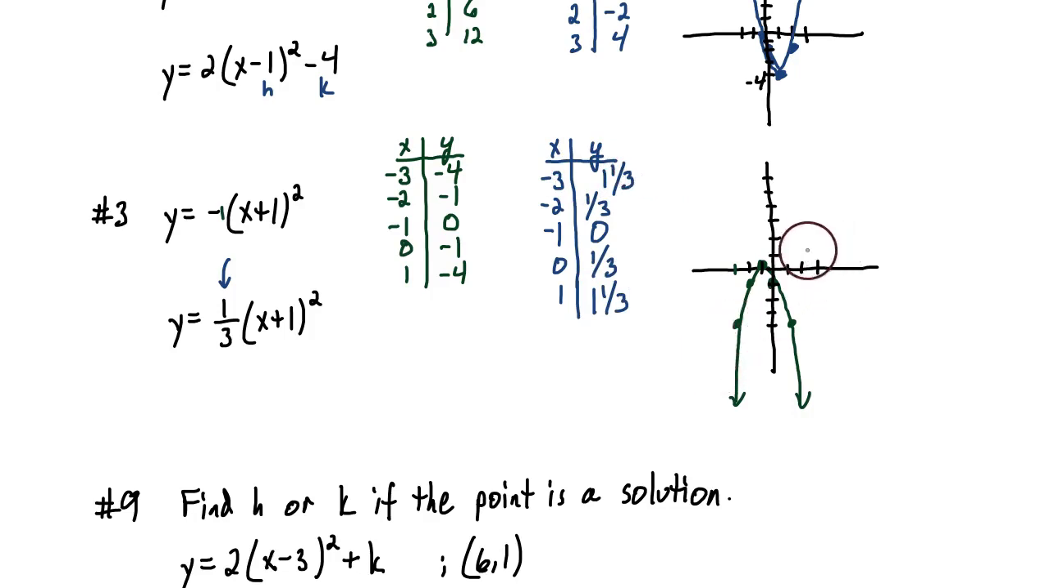Now we can graph it. -1, 0 is this dot. -2, 1/3 is about right there. And 0, 1/3 is there. -3, 1 and 1/3 is about here. And 1 comma 1 and 1/3 is about there. And then we can draw in the branches.